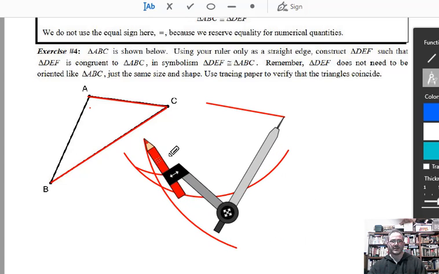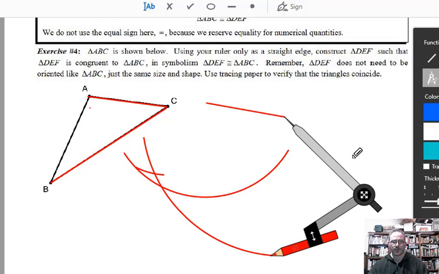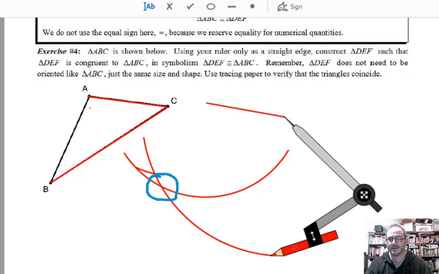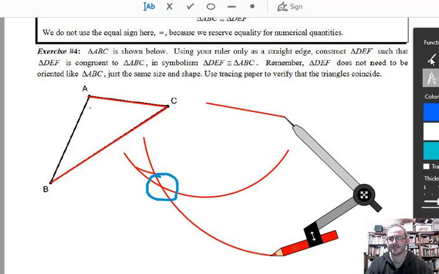Where are these two arcs going to meet? They're going to meet right there. Do you see that? These arc marks meet right there. Pardon me, I'm going to cough. And so now I draw my straight lines.